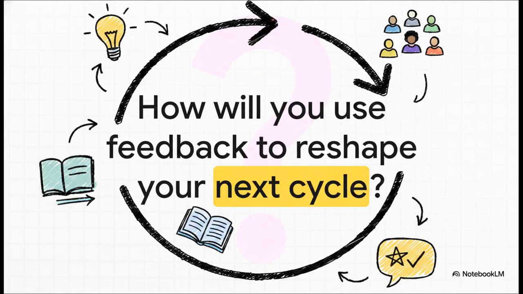Which brings us to the end of this explainer and right back to you. The absolute beauty of Wheeler's model is that it completely forgives imperfection. Your course doesn't have to be flawlessly finished on day 1 because day 1 is literally just the start of the cycle. So my challenge to you is this. Look at your own materials, look closely at the learners in front of you, and ask yourself, how will you use today's feedback to reshape your next cycle?